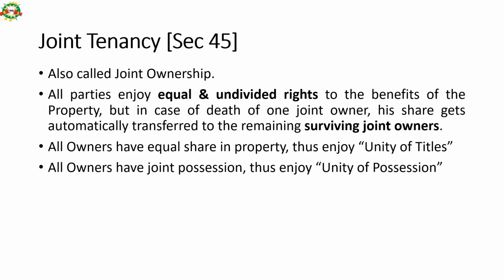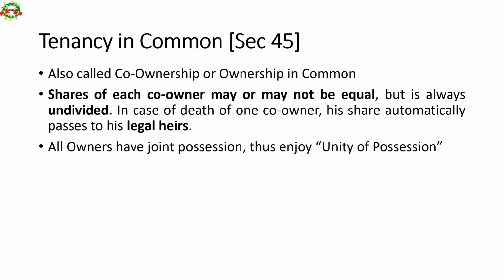Number 2, if any person out of these four owners dies, then the 25% will get divided among the remaining three, and each owner will get a share of 33.33% of the property. All owners have equal share in the property and thus enjoy unity of title. These terms are all very important. In case of joint tenancy, there is a concept of unity of title. All owners have joint possession, thus they enjoy unity of possession. So in case of joint tenancy, there is an element of both unity of title and unity of possession.